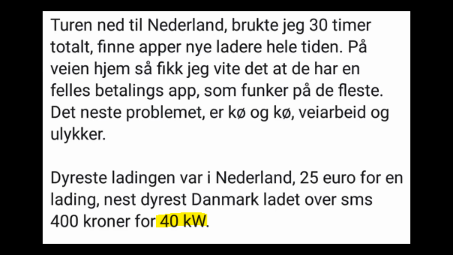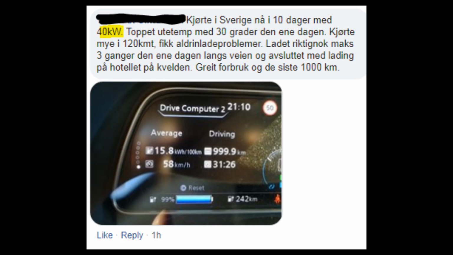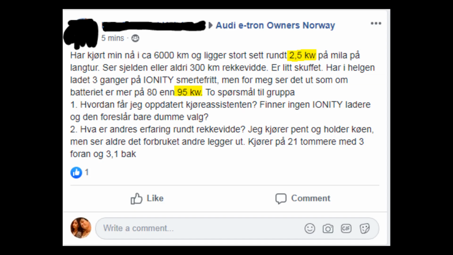Okay, keep scrolling. The trip to Nyland. Okay, they're complaining about very expensive price in Denmark, and they say that 400. This is probably Danish krone even. Yeah, for 40 kilowatt, it should be 40 kilowatt hours. Yes. And then Leaf, okay, 40 kilowatt again. Yeah, just keep scrolling. Okay, e-tron. So e-tron, this guy's been driving 6,000 kilometers, and they say 2.5 kilowatt per meal. Yeah, meal again. Meal is 10 kilometers, so no, it should be 2.5 kilowatt hours. And then the battery is 95 kilowatt hours, not 95 kilowatts.